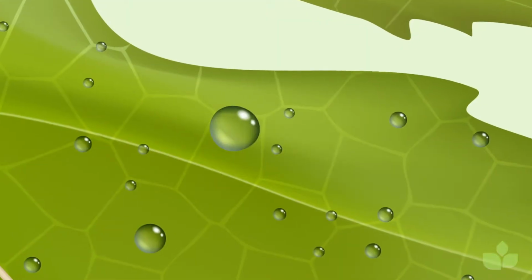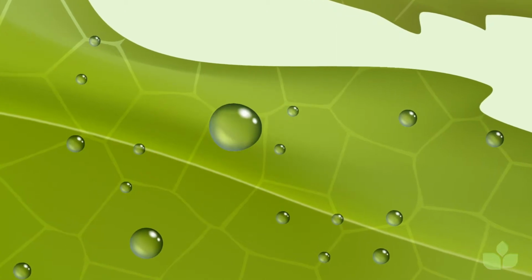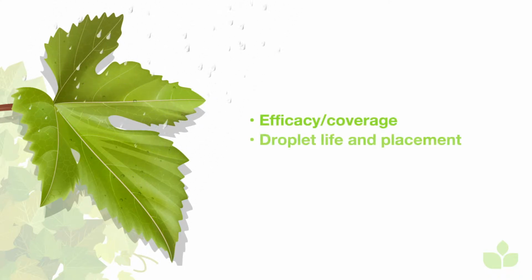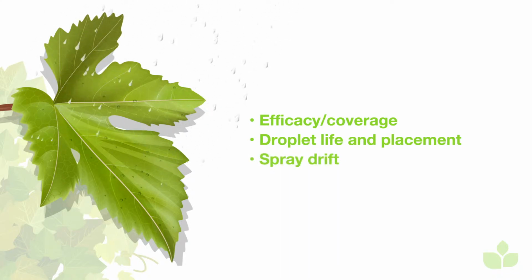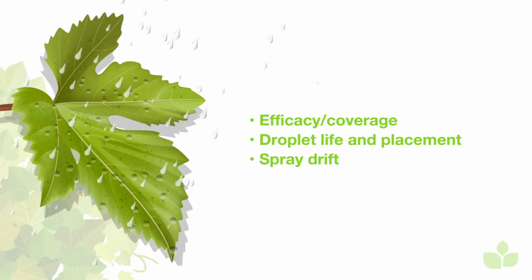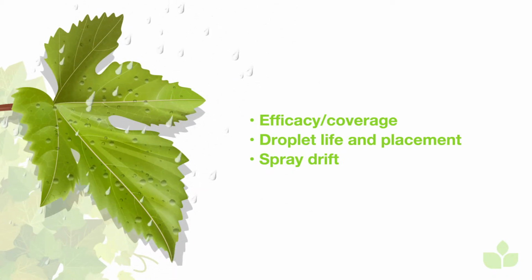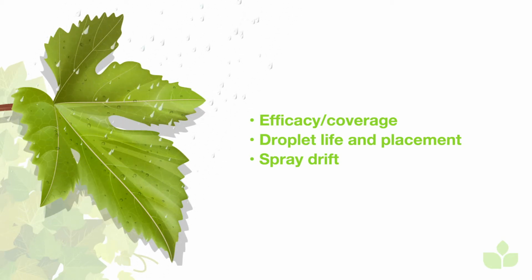An important consideration is droplet size. So, why is droplet size so important? There are a number of reasons, including label requirements, efficacy, coverage, and spray drift management. Droplets that are too small can evaporate before reaching the target or drift away. Droplets that are too large can bounce off or run off the leaves. By optimizing droplet size range, you will ensure your products have the best chance of success.